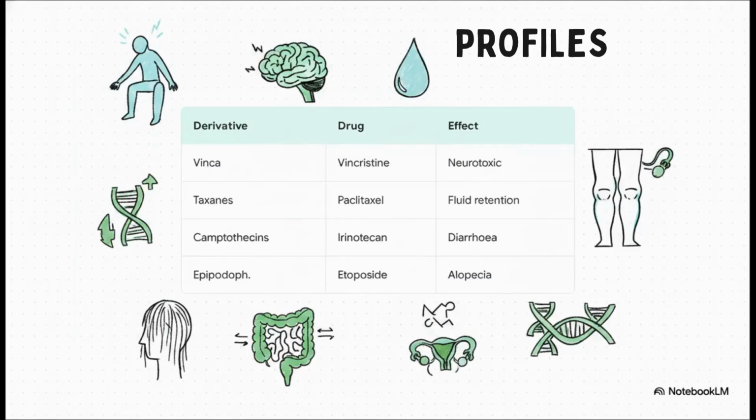The side effect profiles for these plant derivatives are super specific, so pay attention here. Under vinca alkaloids, vincristine is famously neurotoxic, causing sensory changes and weakness, but it actually has very mild myelosuppressive activity compared to the rest of the pack. Taxanes, like paclitaxel, which is often used for ovarian cancer, carry a really high risk of severe hypersensitivity reactions and fluid retention.